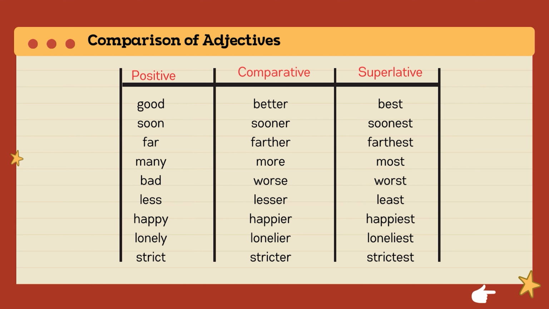To form the superlative, we use the est suffix with adjectives of one syllable. We normally use the word the before a superlative adjective, just like the previous example. Dr. Manhattan is the toughest of them all. From good, better, best; soon, sooner, soonest; far, farther, farthest; less, lesser, least; happy, happier, happiest; lonely, lonelier, loneliest; strict, stricter, strictest.